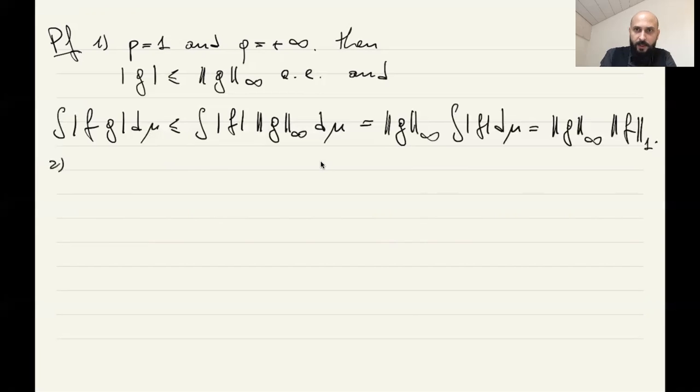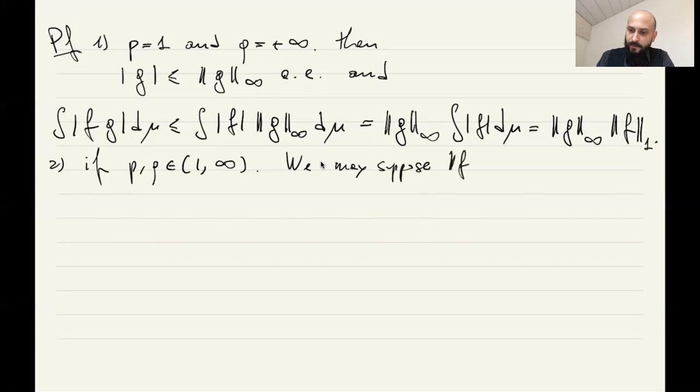Second case, let's consider both of them finite. And of course, we may assume that they are not zero almost everywhere, which is the same as saying that their norm is non-zero. So we may suppose the p norm of f and the q norm of g to be different than zero.